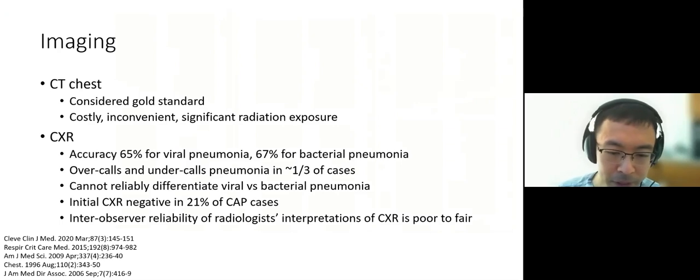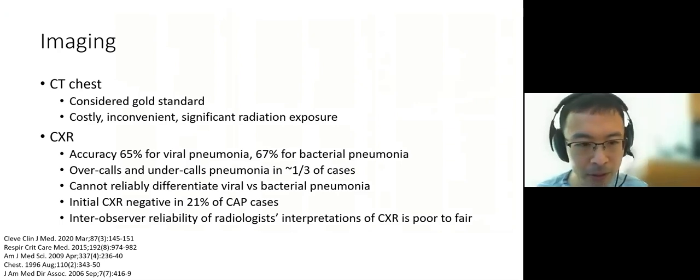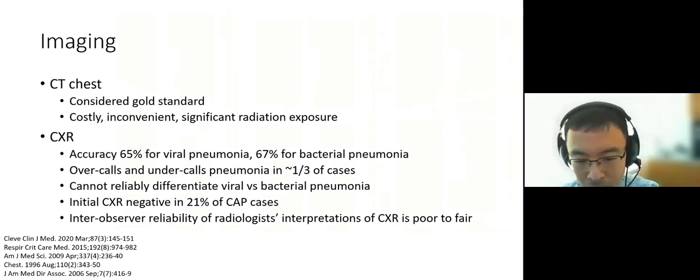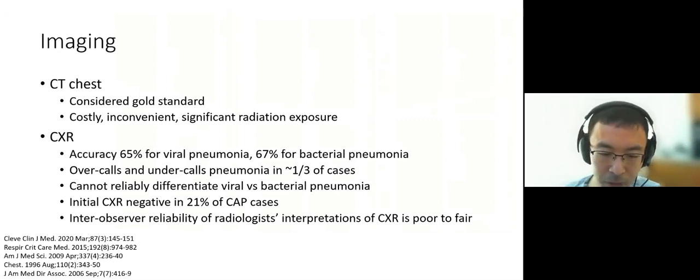So let's move on to imaging. A CT scan is considered gold standard for diagnosing pneumonia, but obviously we're not doing CT scans on everyone because of the cost, inconvenience, and radiation exposure. You should, however, order a CT if you're concerned about a lung abscess, empyema, non-resolving pneumonia or recurrent pneumonia, or maybe a lung tumor. So sometimes pneumonia might be the first sign of a lung cancer.